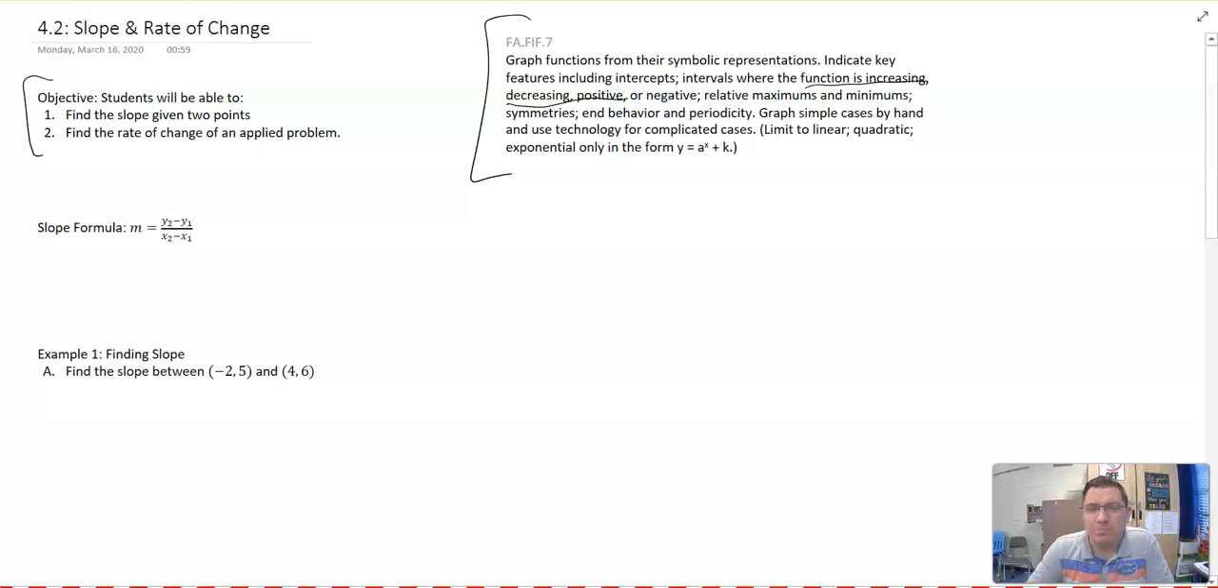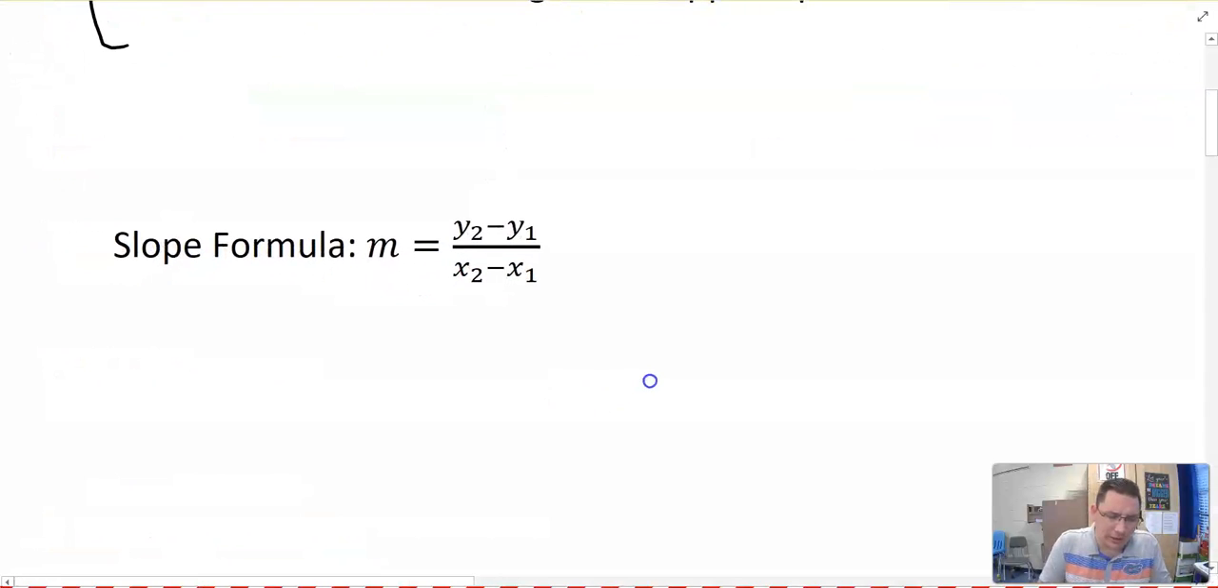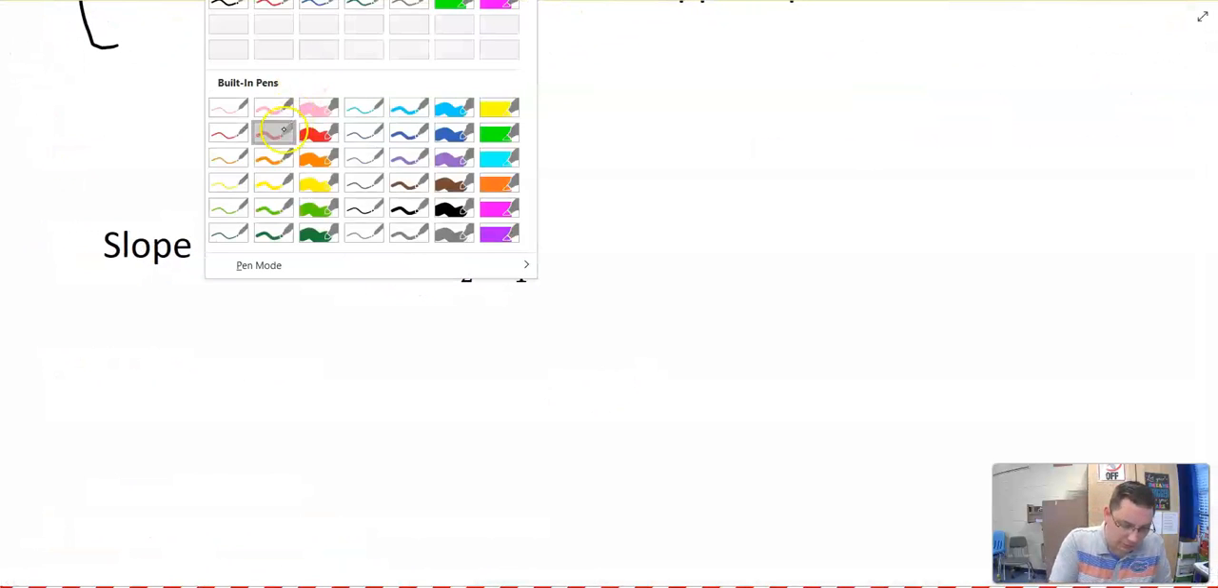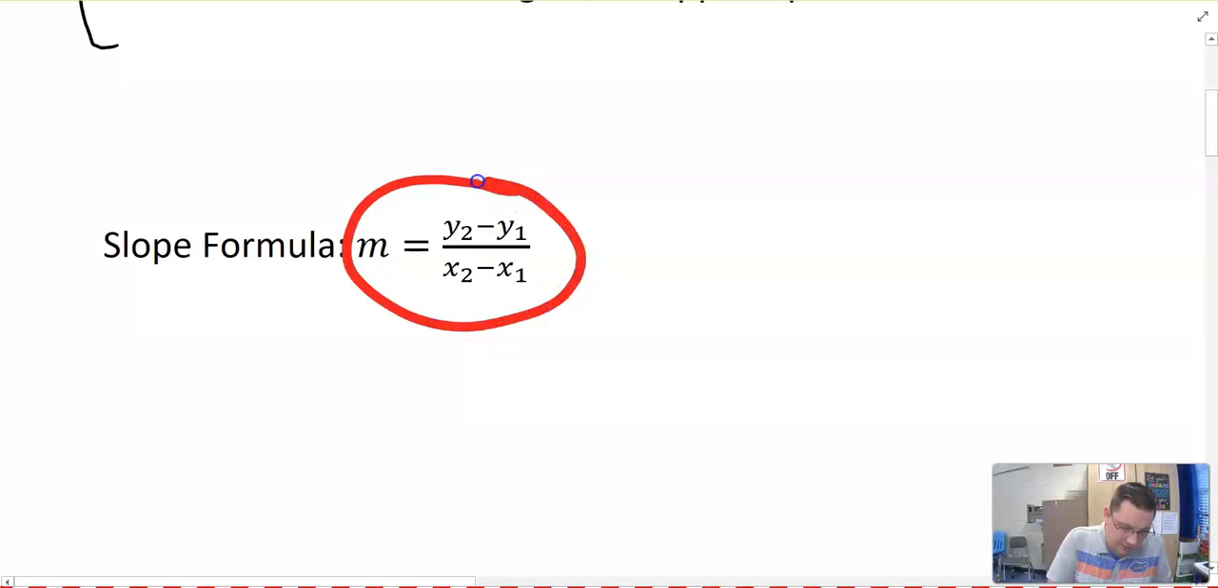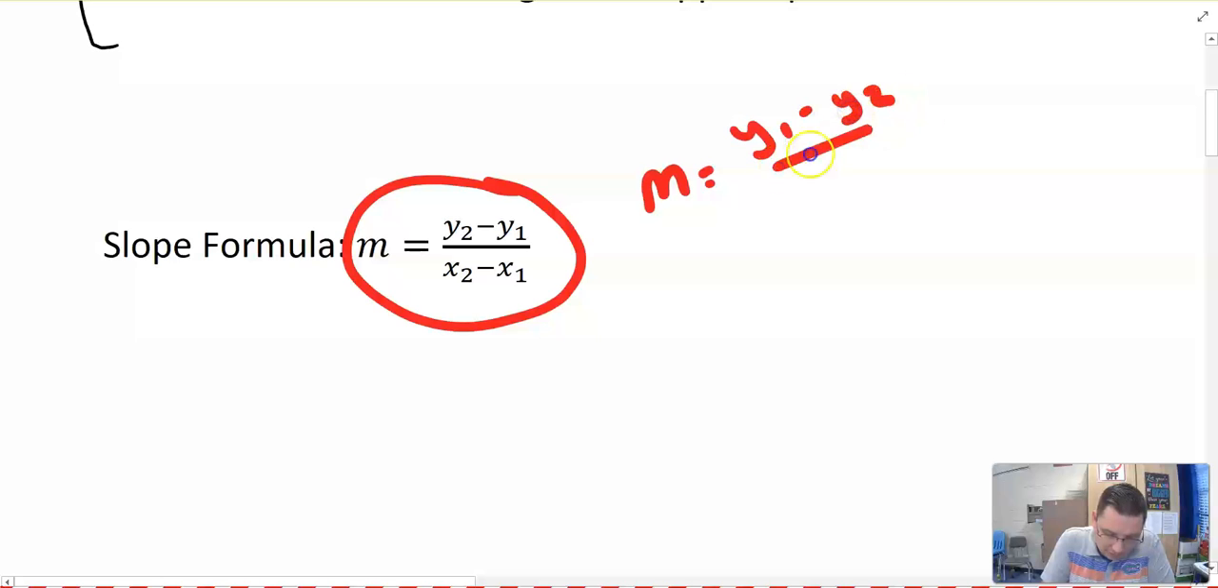negative. And so we're first going to talk about the slope formula. And this is something that you should remember from middle school, but the slope formula, m equals y sub 2 minus y sub 1 over x sub 2 minus x sub 1. Now, you might have seen it also written as m equals y sub 1 minus y sub 2 over x sub 1 minus x sub 2. That's fine. The key is this, that the y's are in the numerator and the x's are in the denominator.